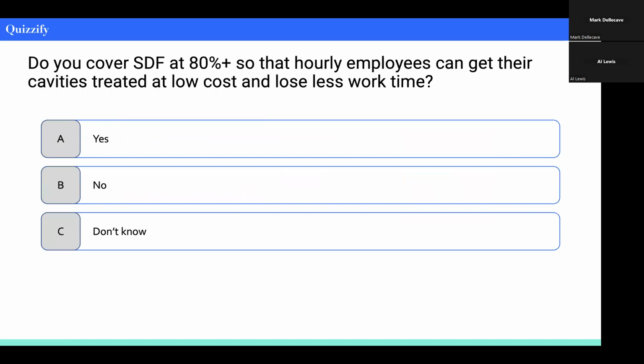So the question, and I hope we get some yeses on this, because we've been talking about this stuff forever, and we get about 50% same people on all of our webinars here. Do you cover SDF at 80% so that hourly workers can get their cavities treated at low cost and with less work time? And Mark, I see some more stuff coming in here.